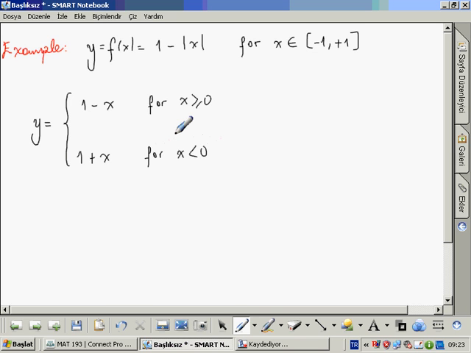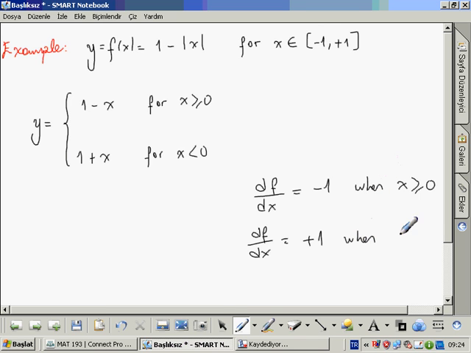Okay, and what can we say about it? Let's talk firstly about the critical points of this function. We can say del f over del x equals minus 1 when x is larger than or equal to 0, and again del f over del x equals plus 1 when x is less than 0. So for this function, there are no critical points.